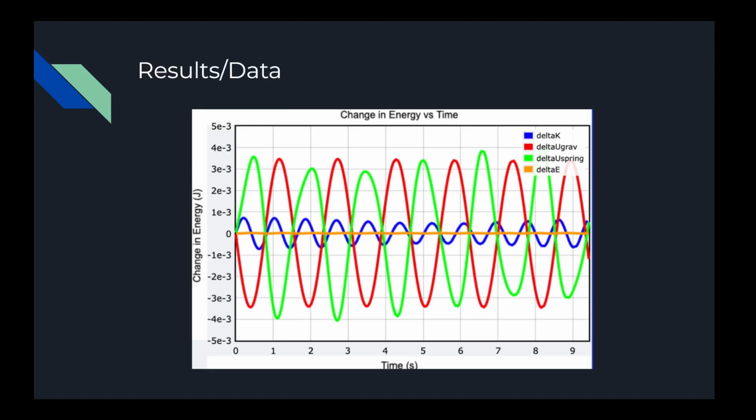So in our results, we can see that the potential energy due to gravity is almost perfectly opposite to the potential energy due to the spring, and that the change in total energy is always zero. So there's no energy lost or gained in the entirety of this system.